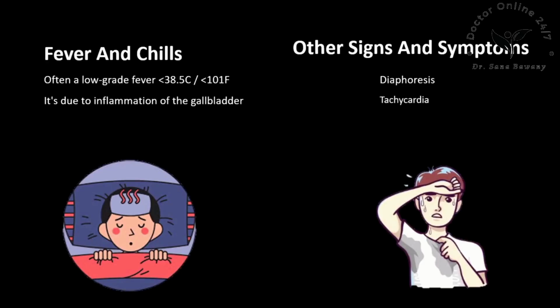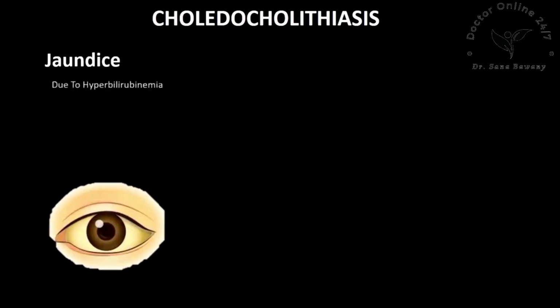Now, as that stone travels through the biliary tract, it can eventually lead to a condition known as choledocholithiasis. The signs and symptoms of choledocholithiasis are the same as acute cholangitis, the pain, the nausea and vomiting, but they also have some additional signs and symptoms. These include jaundice. So jaundice is that yellowing of the skin and the eyes. This is due to hyperbilirubinemia, so high levels of bilirubin in the blood.